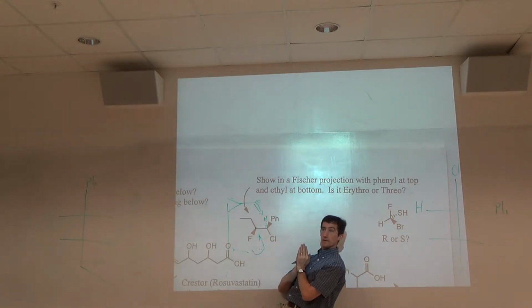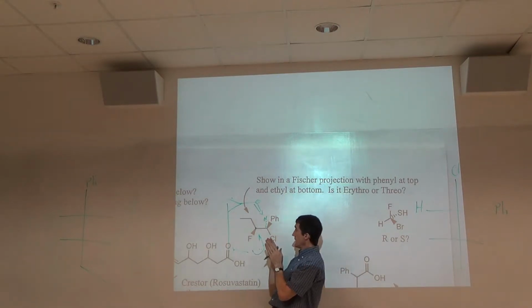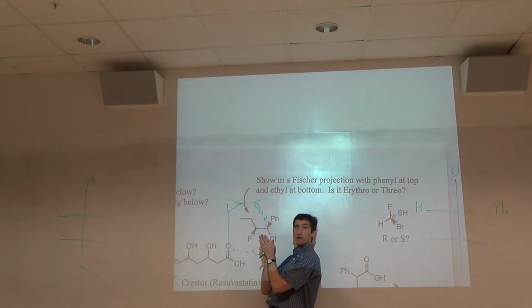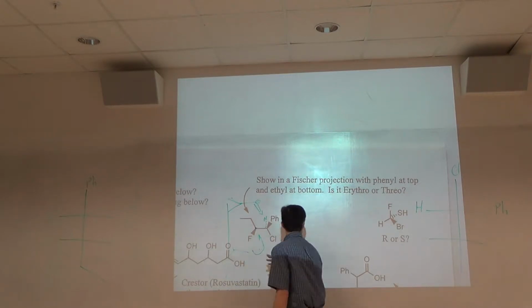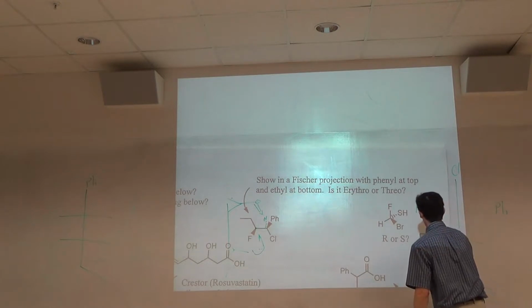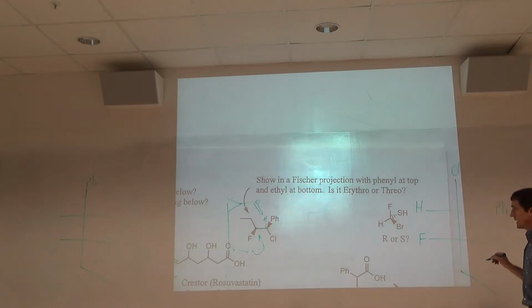Pretend I'm laying here, okay? Feet on the ground. This alpha, the whole thing, just that bond is going away. With that bond going away, the F is on my left. With the alpha going away, the F is on my left. And thus the H is going to the Hall, is on the right. There's the compound in the Fischer.